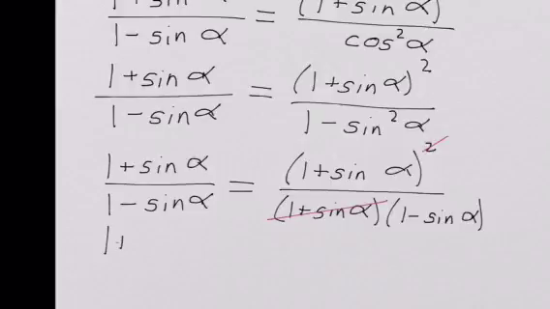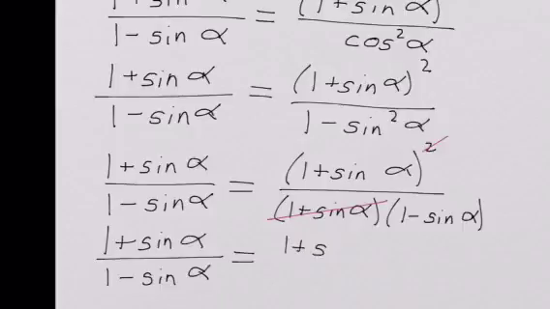And then what I'm left with is 1 plus sine alpha over 1 minus sine alpha is equal to 1 plus sine alpha over 1 minus sine alpha. And that checks out.